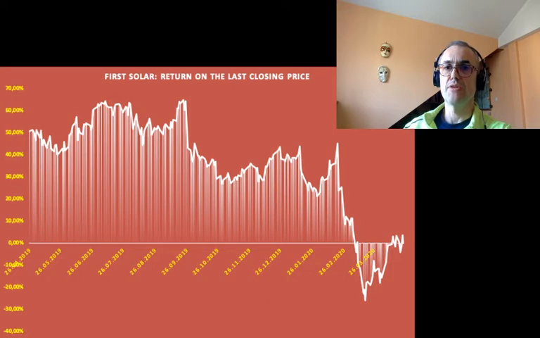I assume that that likelihood is given by an extrapolation of the past. And here you can see that extrapolation of the past. Every past price of First Solar is assumed to be something that can happen in the future during the year to come if I had bought those shares on Friday, April 24th.